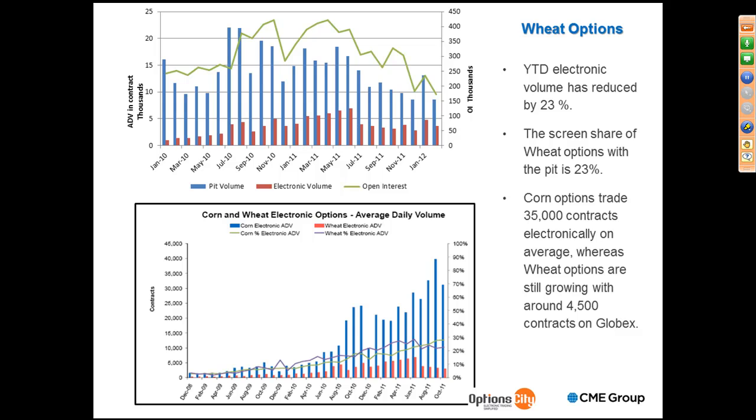Soybean meal and soybean oil are popular options for people who do crush trading strategies, and they are not at par with the volume or open interest of soybeans. But these derivatives of soybean are popular, and there are market makers standing by and providing markets for these options as well.